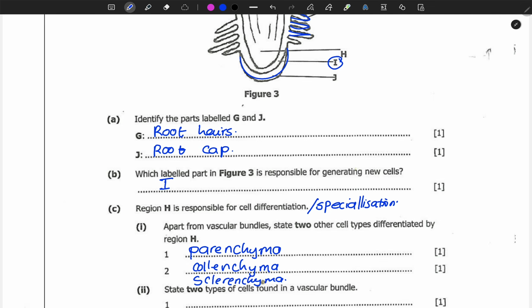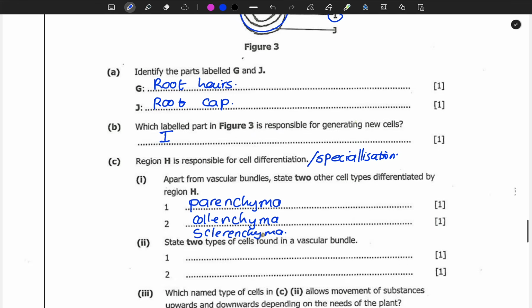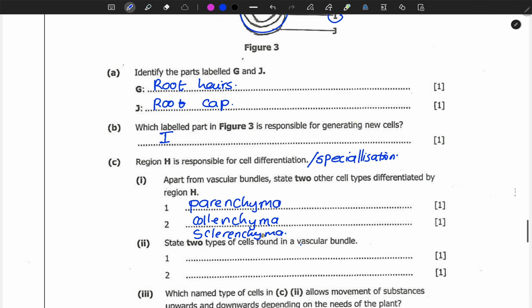So you also need to know the functions of these cells that we mentioned here. Roman number 2, state 2 types of cells found in a vascular bundle. So for a vascular bundle, remember it's specifically for transportation, and a bit of secondary growth. Transportation has to do with the two vessels.